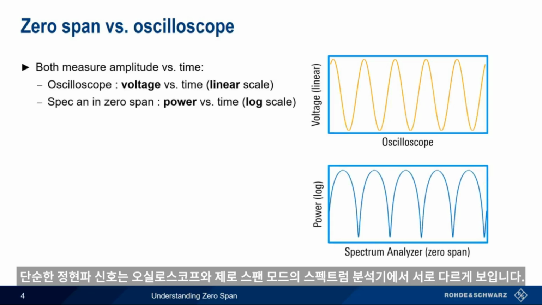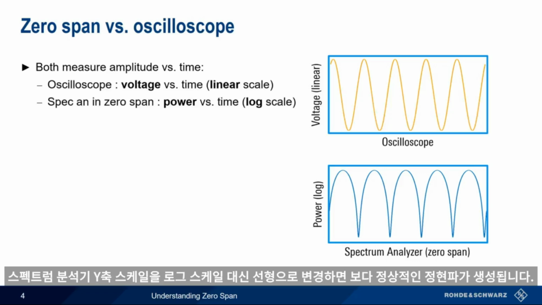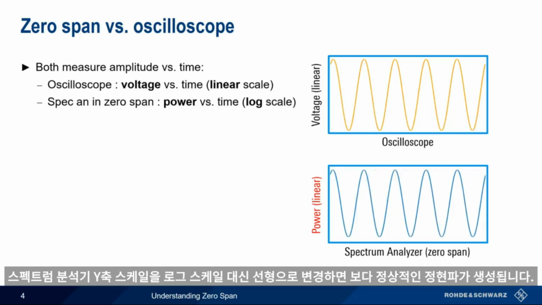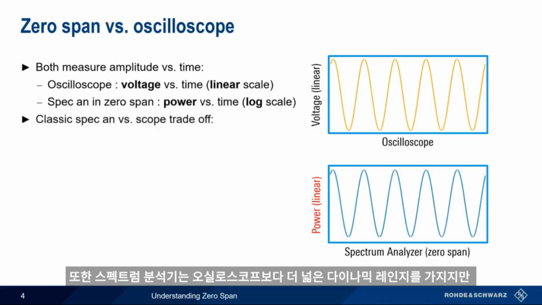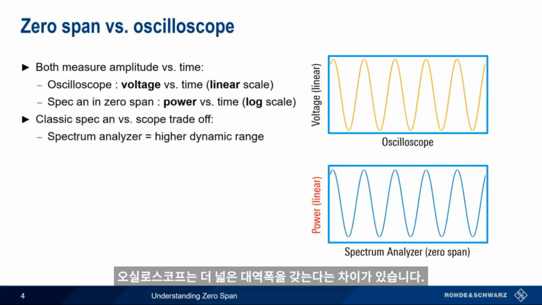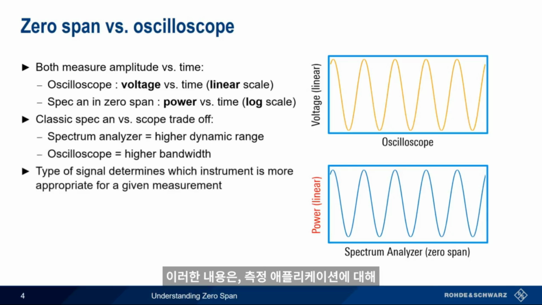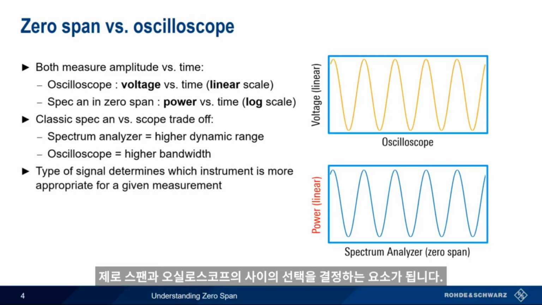A simple sinusoidal signal sometimes looks different when viewed on an oscilloscope and on a spectrum analyzer in zero span mode. Changing the spectrum analyzer vertical scale to a linear scale instead of the normal log scale will usually produce a more normal-looking sinusoid. Remember, too, that in general, a spectrum analyzer will have a higher dynamic range than an oscilloscope, but the oscilloscope will have higher bandwidth. These considerations often determine the choice of zero span versus oscilloscope for a given measurement application.